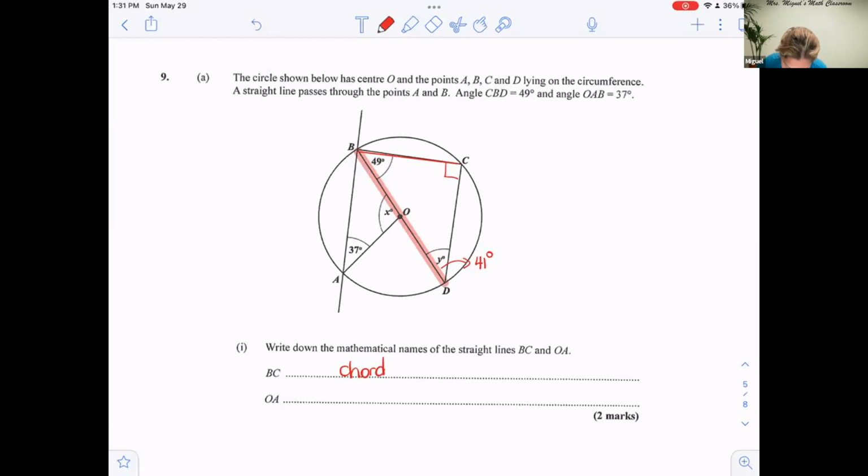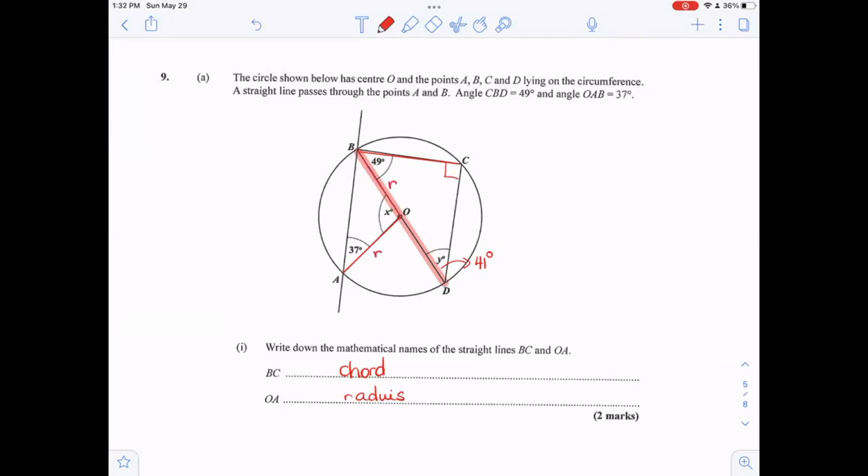How do we call OA? It starts from the center and it touches one point on the circumference. OA is called? Good afternoon, Christian. OA is called? Radius. The radius. Tell me something, Charissa. Is OB a radius as well?